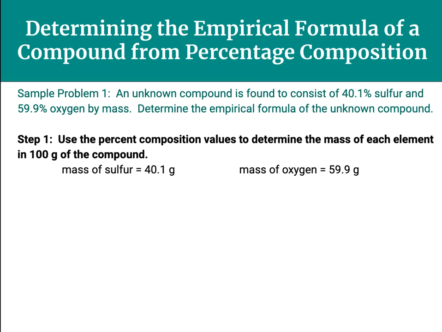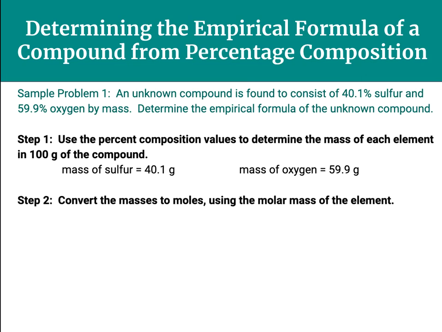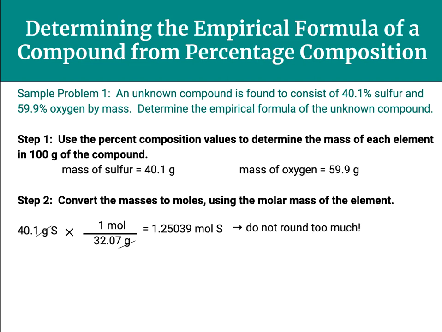Now that we have masses, we're going to convert those to moles using the molar mass of the element. We've got 40.1 grams of sulfur. The molar mass of sulfur is 32.07 grams per mole. So we get that we have 1.25039 moles of sulfur. At this point, it's important that you don't round that number too much. Maybe keeping 5 decimal places is a little excessive, but it's better to be excessive than to round. You certainly do not want to round this to 1.3.